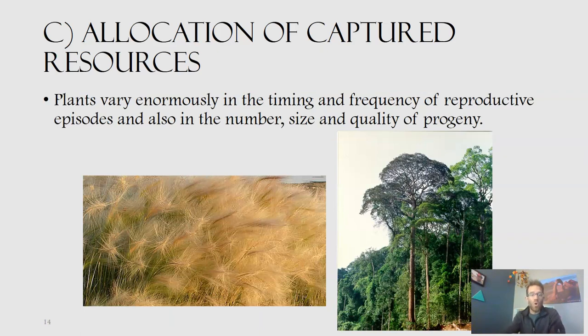For instance, plants vary enormously in the timing and frequency of their reproductive episodes, and also in the number, size, and quality of the progeny. Some plant species produce a gajillion seeds, and a lot of those seeds aren't even viable, wouldn't even turn into a plant if the conditions were perfect. But they produced a gajillion of them, so it doesn't really matter. Compared to a huge tree that we see in this image, it doesn't actually produce seeds even every year. It produces big, giant seeds, and every single one of those seeds is probably viable if it lands in the right spot.